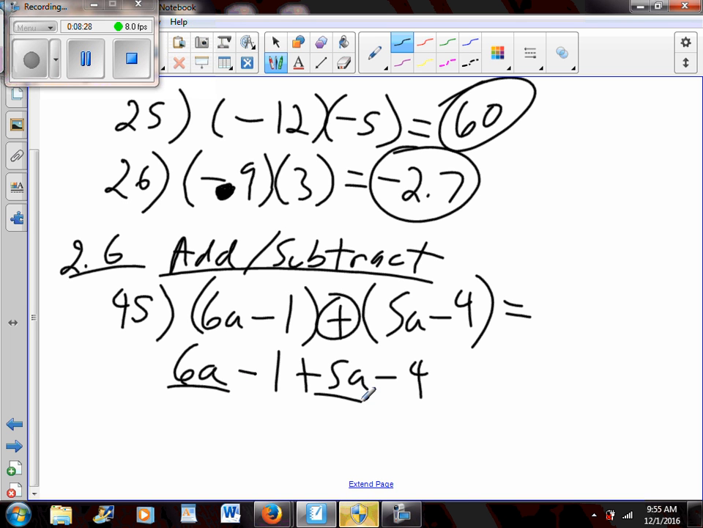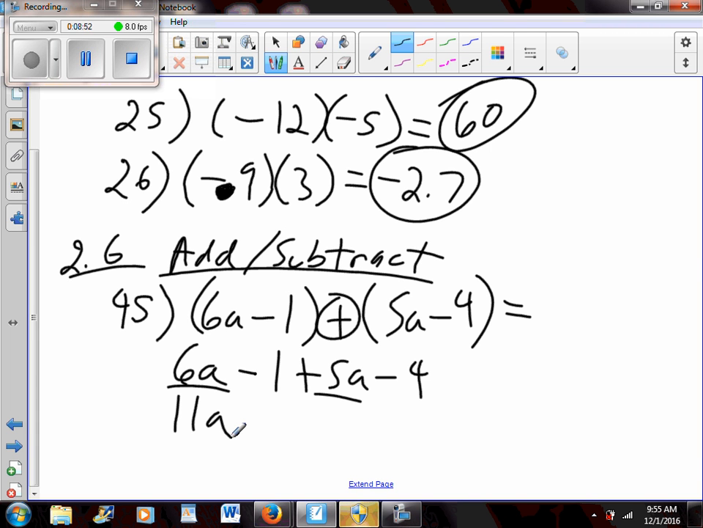So we group the two terms together. Add the like terms. How do we add like terms together? You add the numeric coefficients, don't you? So I see a 6 and a 5. What's 6 plus 5? 11. 11a. Now, you bring down a negative 1. A negative 1 and a negative 4 produces what? Negative 5. A negative 5.